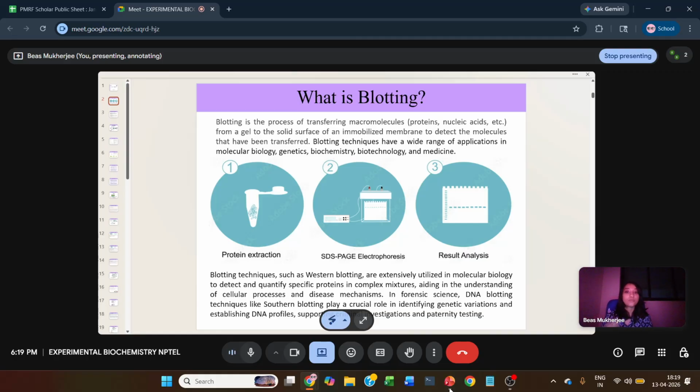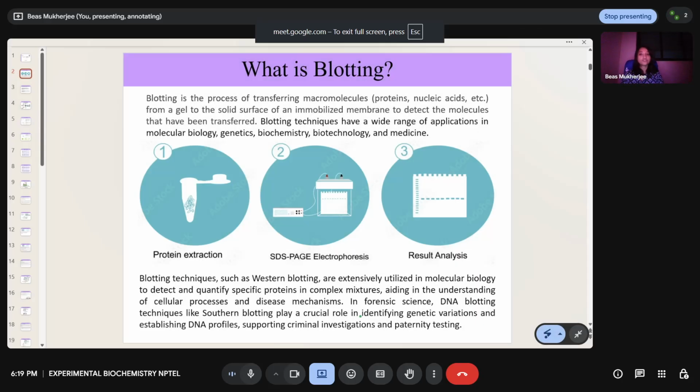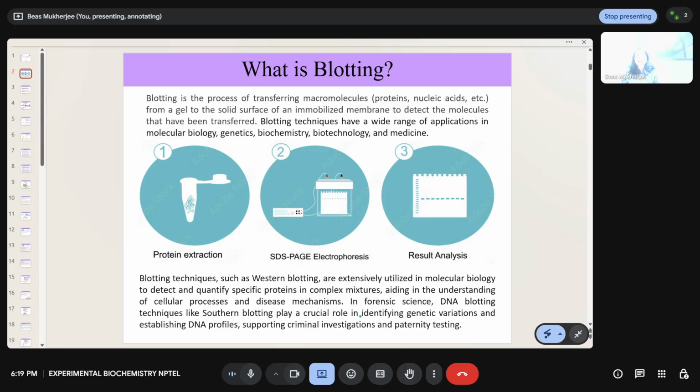After SDS-PAGE, the blotting and all the subsequent steps begin. Blotting techniques such as Western blotting are extensively utilized in molecular biology to detect and quantify specific proteins in complex mixtures, aiding in the understanding of cellular processes and disease mechanisms. In forensic science, DNA blotting.